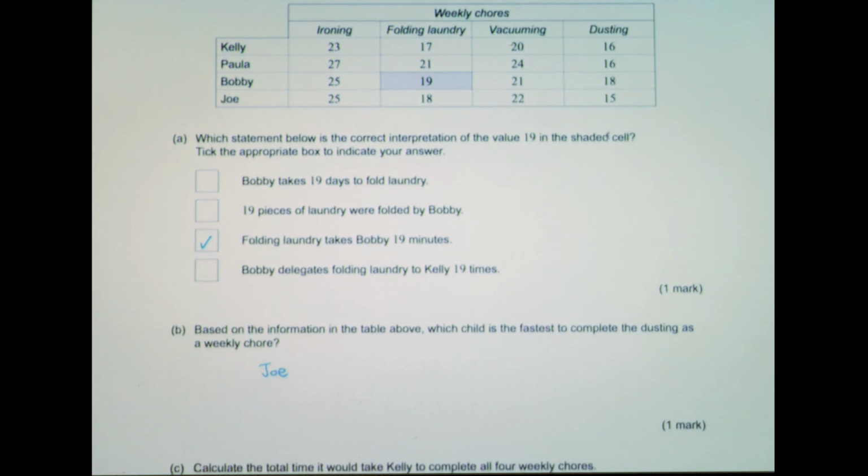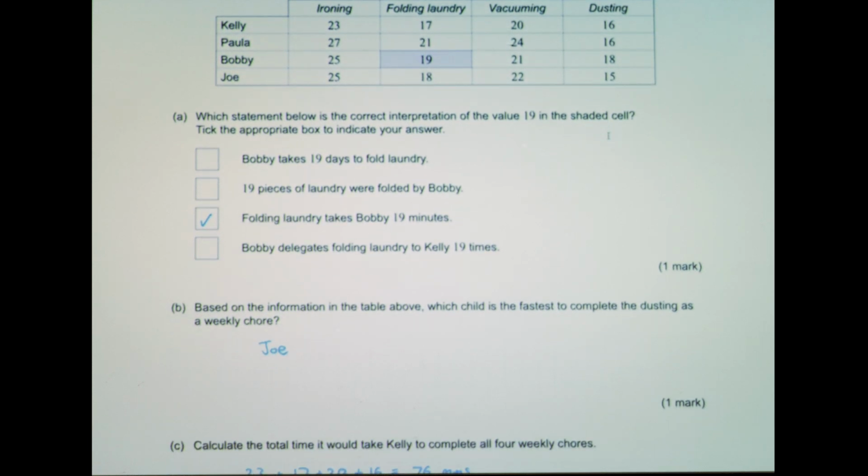So again, just pulling out of the table, it would be Joe. Calculate the total time it would take Kelly to complete all 4 chores. So again, with this one, we were just looking for the addition of those 4 values.